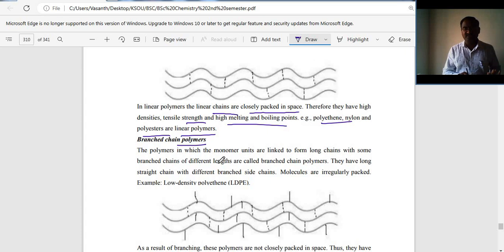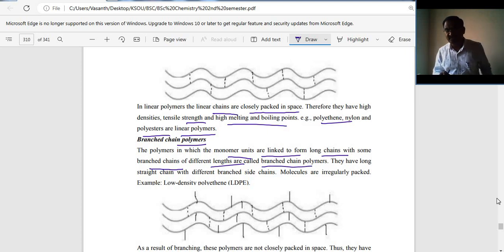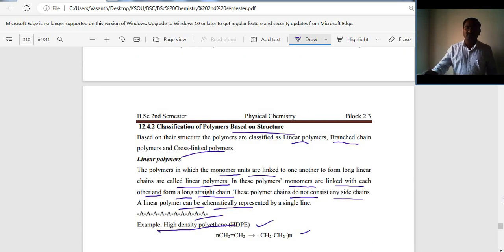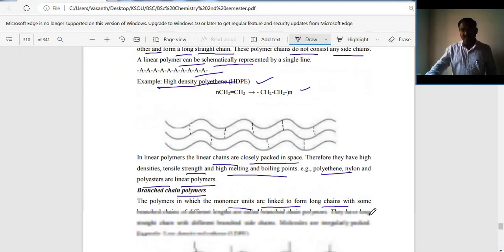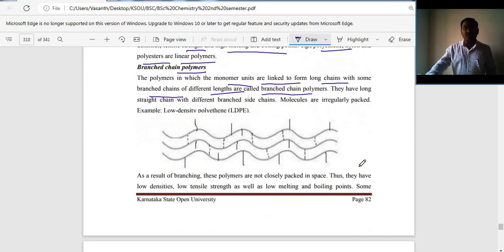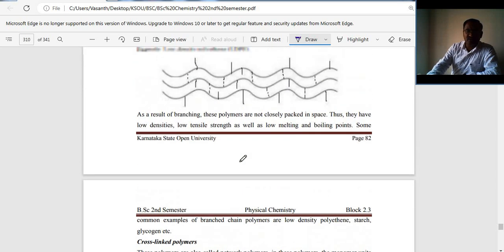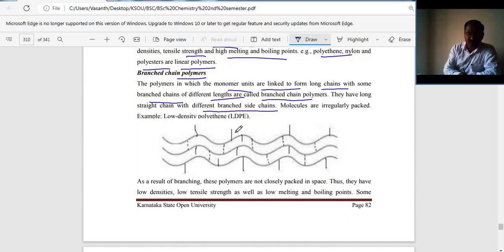Branched chain polymers. The polymers in which the monomer units are linked to form a long chain with some branched chains of different lengths are called branched chain polymers. They have a long chain with different branched chains, and molecules are irregularly packed. Just see here, this is the long chain molecule. This is the branched chain molecule.